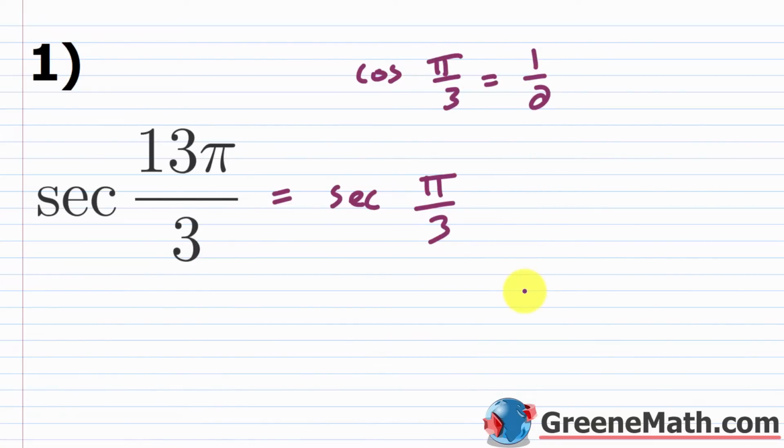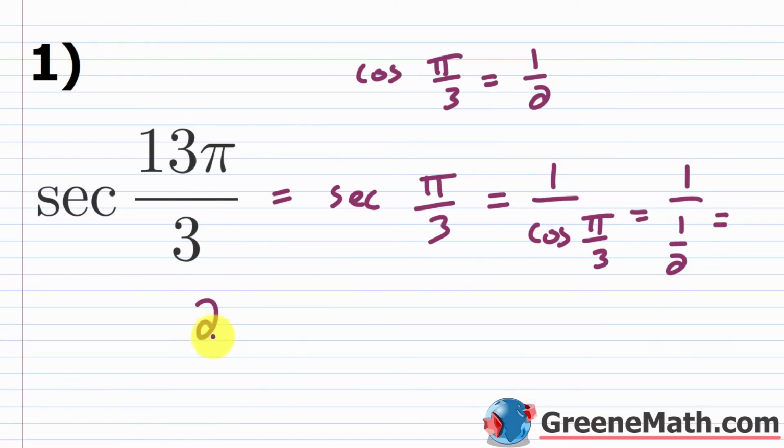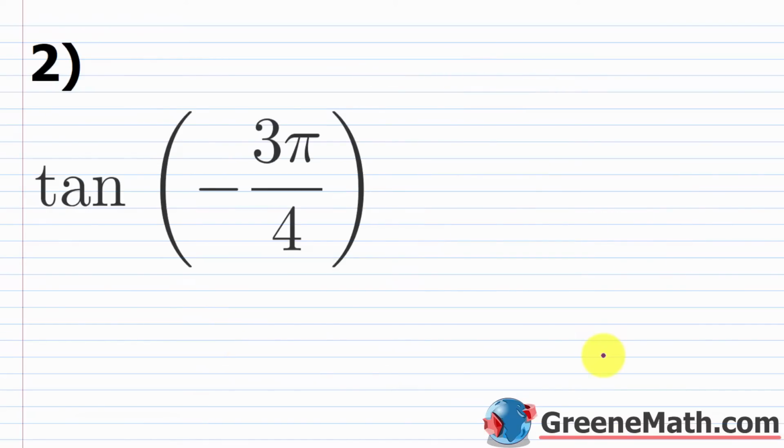And when we think about the secant, we know that's the reciprocal of the cosine. So this is equal to 1 over the cosine of pi over 3, which is equal to 1 over 1/2, which equals 2. So the secant of 13 pi over 3 is going to be 2. Okay, let's take a look at problem number 2 now.